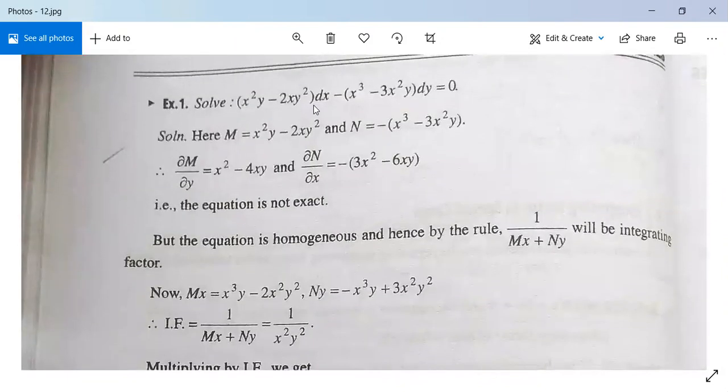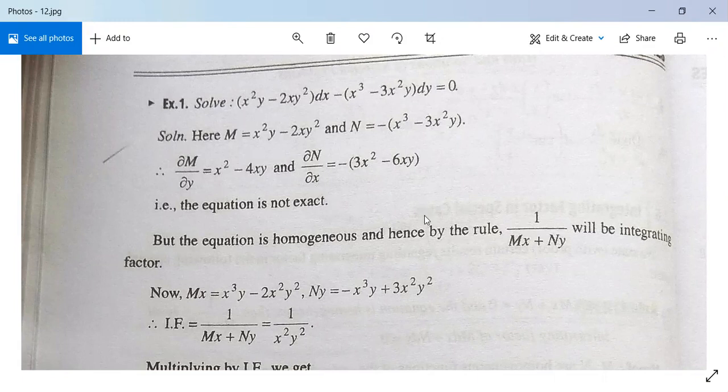Solve (x square y minus 2xy square) dx minus (x cube minus 3x square y) dy is equal to 0. See here, the equation is homogeneous. Each term is of third degree. So here m is x square y minus 2xy square and n is minus x cube plus 3x square y. The partial differentiation of m with respect to y is x square minus 4xy, and of n with respect to x is minus 3x square minus 6xy. You can see both of them are not equal, so the given equation is not exact. We need to make it exact by multiplying some integrating factor.